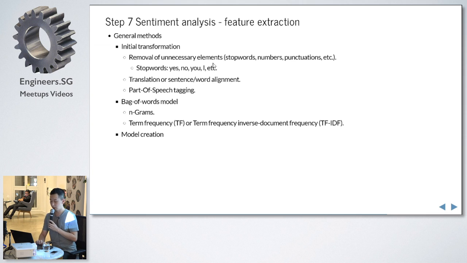What we are doing with text mining for sentiment analysis is basically following these steps. We first do some initial transformation. What I mean by initial transformation is that we remove the unnecessary elements such as stop words, numbers and other stuff which carry no useful information in the text.